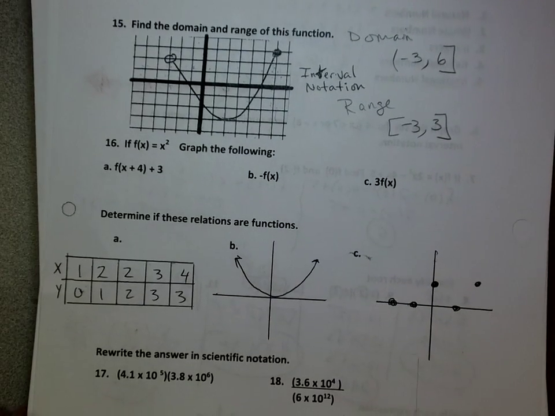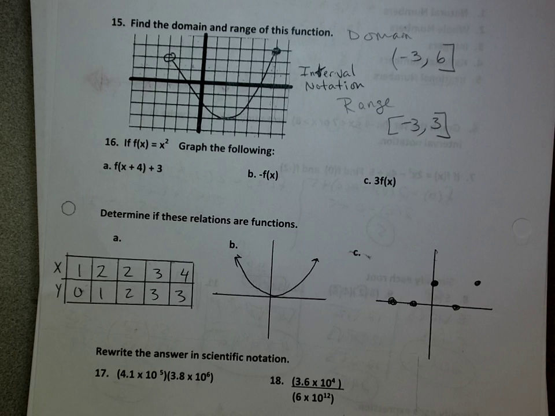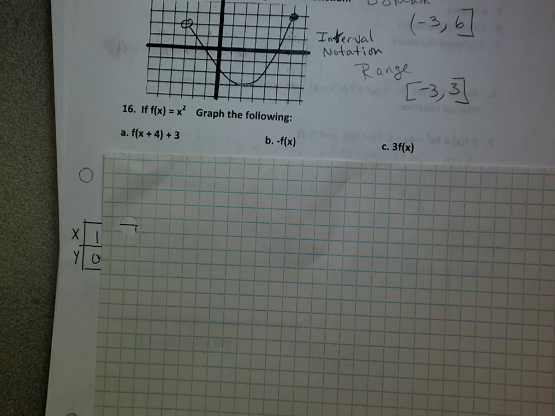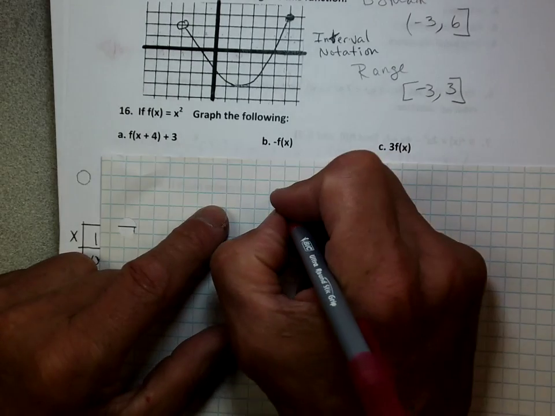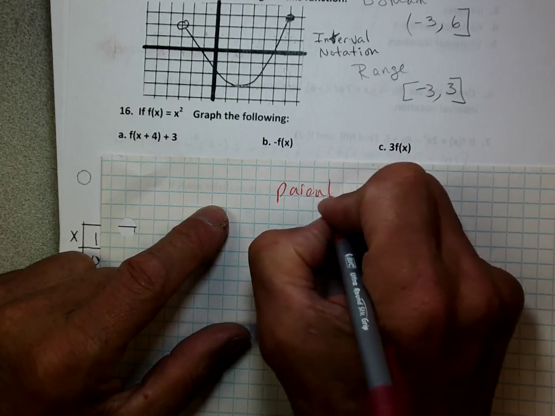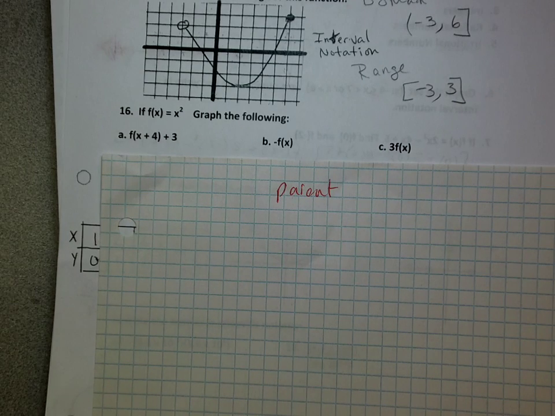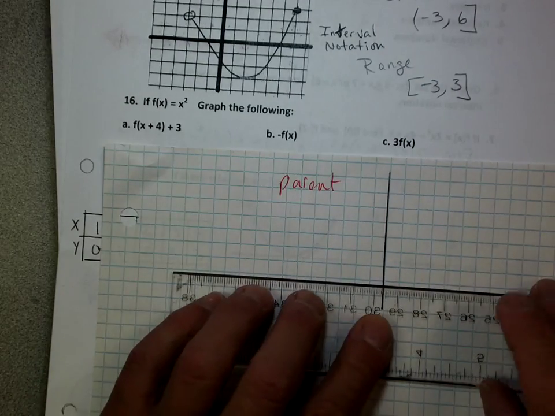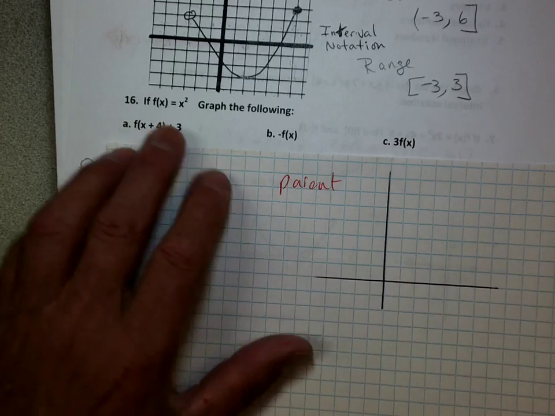All right, 16. I'm going to get a piece of graph paper. And if you need graph paper, here it is. So if I'm going to graph 16, I need to know what the parent function looks like. Well, I know what the parent function is. The parent function is a parabola. So here's what I know about the parent function. It's an x squared.